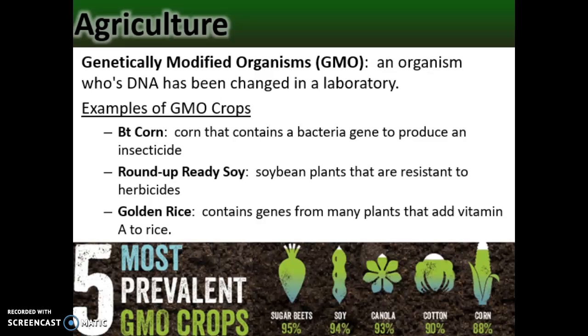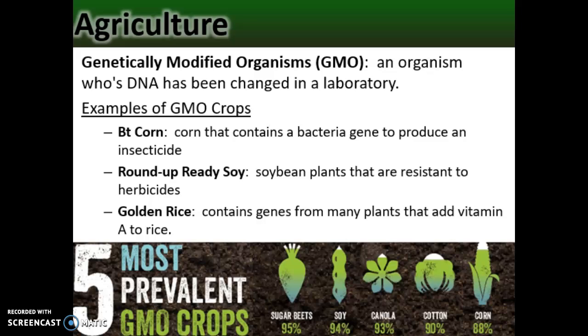Hi everybody. Today's lesson is about GMOs. Yesterday we talked about selective breeding. One of the problems with selective breeding is that even though you can change and improve crops through breeding, you can't introduce brand new traits to crops. However, with GMOs, you do have the ability to introduce brand new traits.